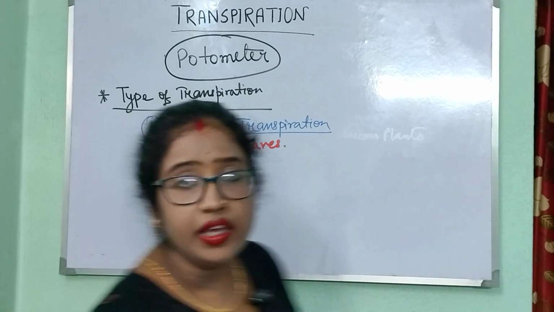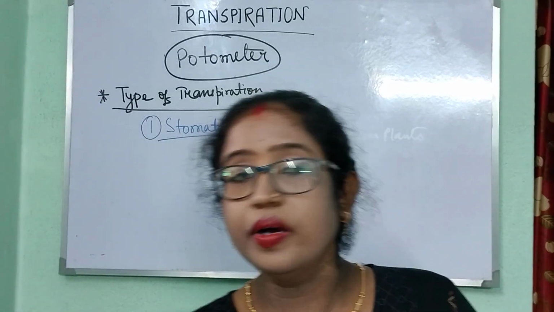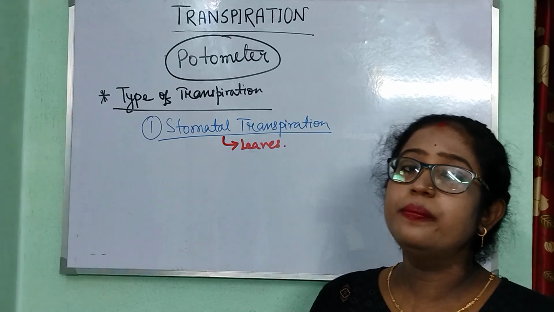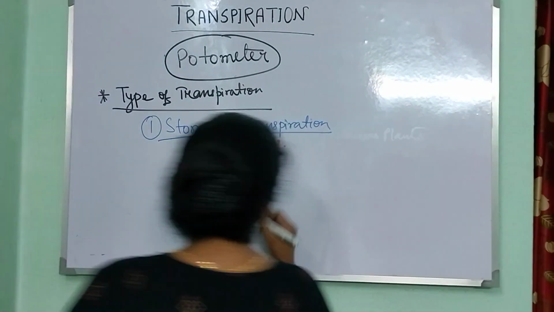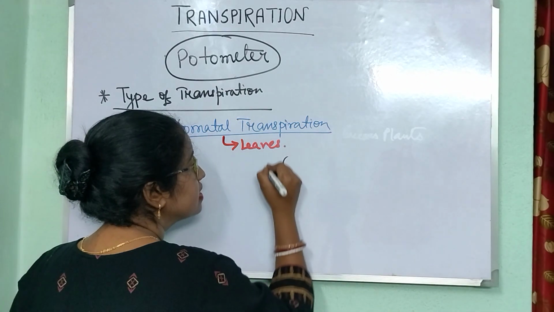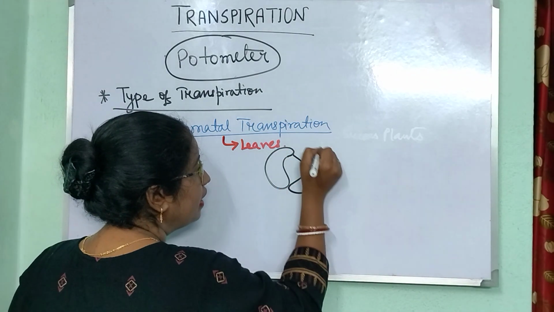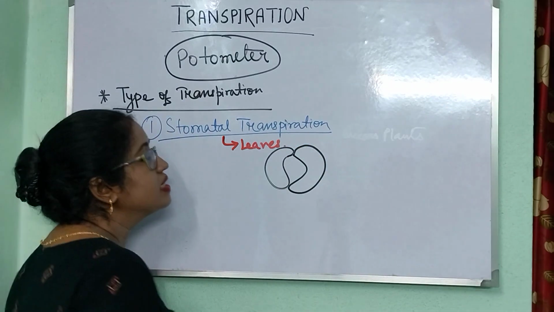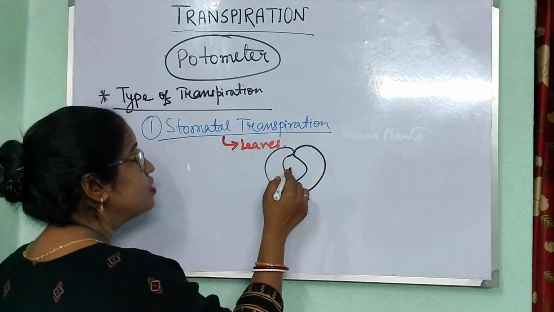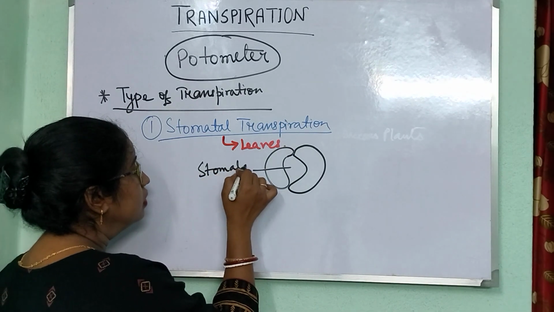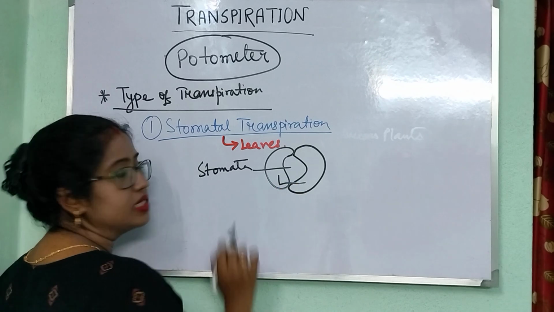Stomata are nothing but the openings that are present in leaves, and these are guarded by guard cells like this. So there are very minute pores present in the leaf. This is known as a stomata, and these are two guard cells.